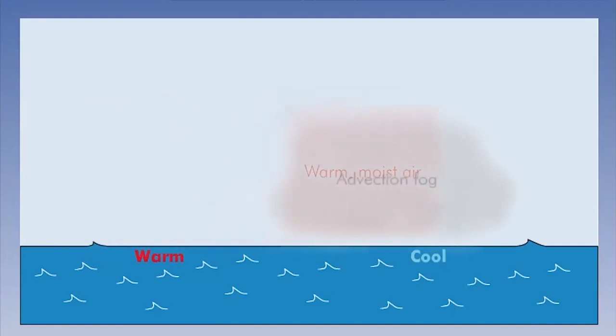Advection fog is formed when warm, moist air moves across a cold surface. This surface can be either land or sea, but sufficient cooling of the air by the underlying surface will result in the formation of advection fog. This type of fog is often quite extensive, and up to 100 or so feet in depth.